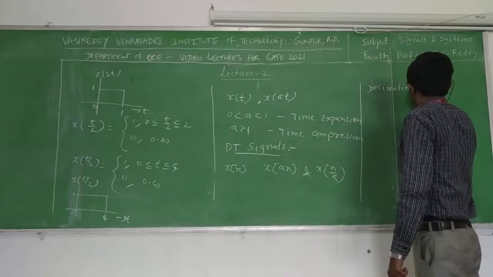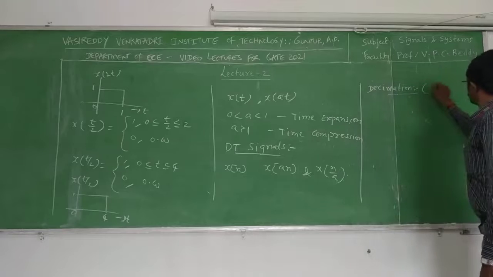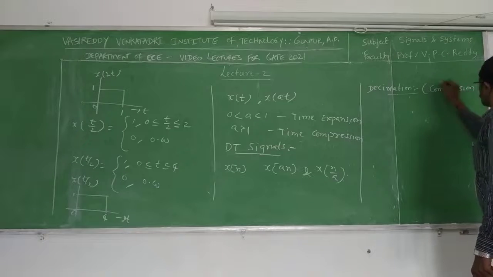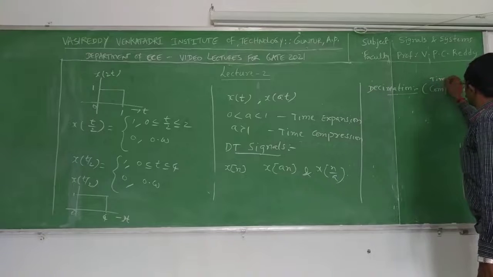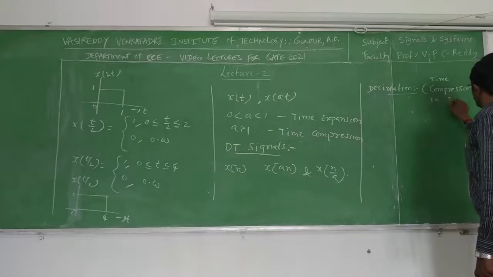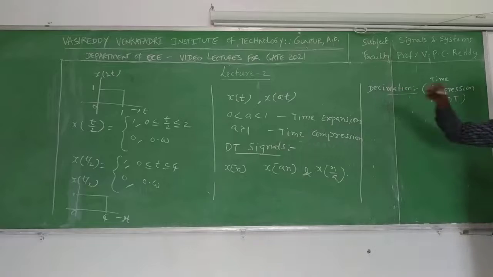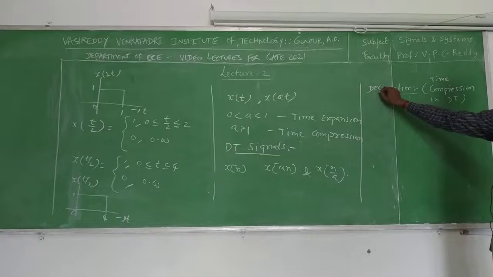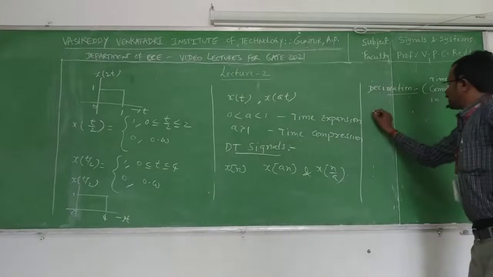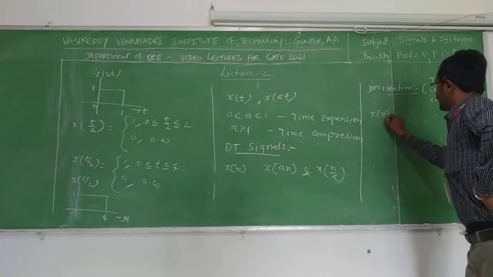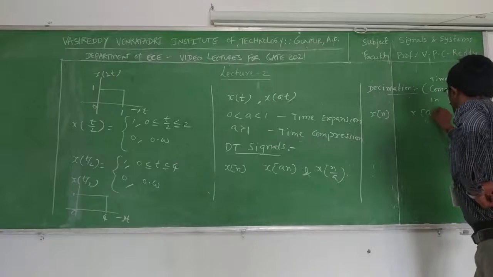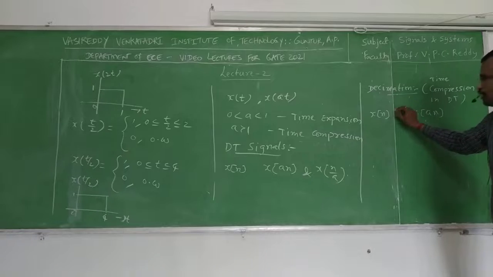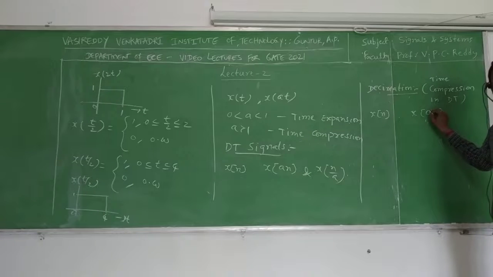Decimation is nothing but compression, that is time compression in discrete time. So in continuous time we call it time compression, but in discrete time we call it decimation. Let x of n be a given signal, x of an is a decimated version of the given signal x of n. Now we define what decimation is.